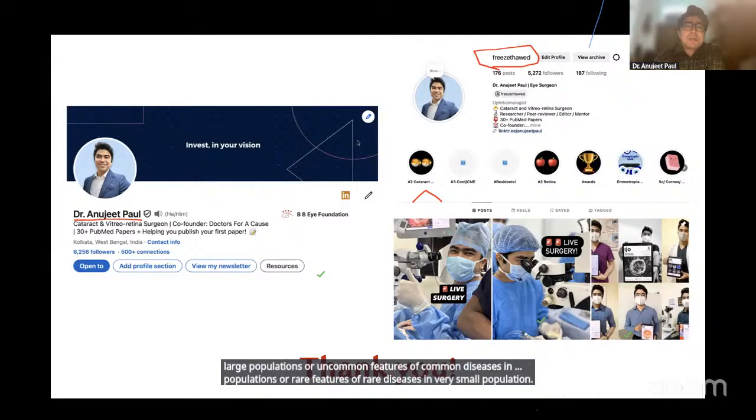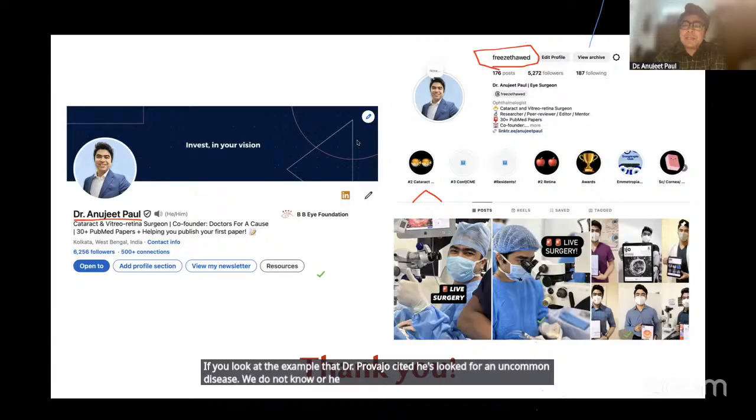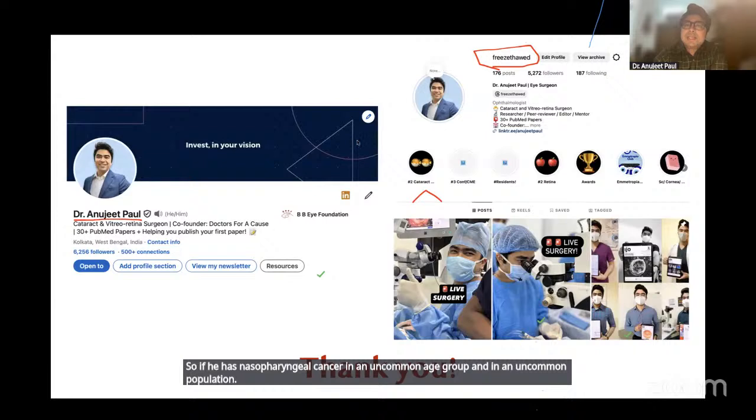If you look at the example that Dr. Prabhas cited, he's looked for an uncommon disease. We do not know, or he has not mentioned, whether it is uncommon in his population. He's not mentioned anything about age, sex, demography, details of the patients. So if he has nasopharyngeal cancer in an uncommon age group and in an uncommon population, that solves it. He can easily go ahead and publish it.